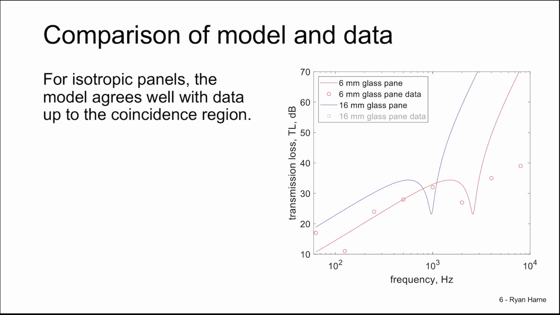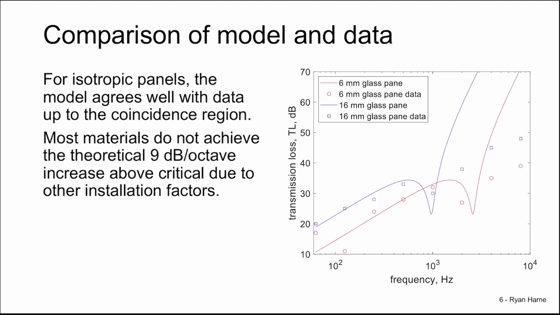Similarly, at 16 mm glass, we find that the mass has increased, the transmission loss at slightly lower frequencies has risen, and we find a coincidence dip that occurs at lower frequencies now. The data likewise agrees fairly well up until coincidence, but for higher frequencies, the model greatly overpredicts once again. Most materials, though, never achieve this theoretical 9 decibel per octave gain in transmission loss above coincidence, due to a variety of factors including the panel installation.